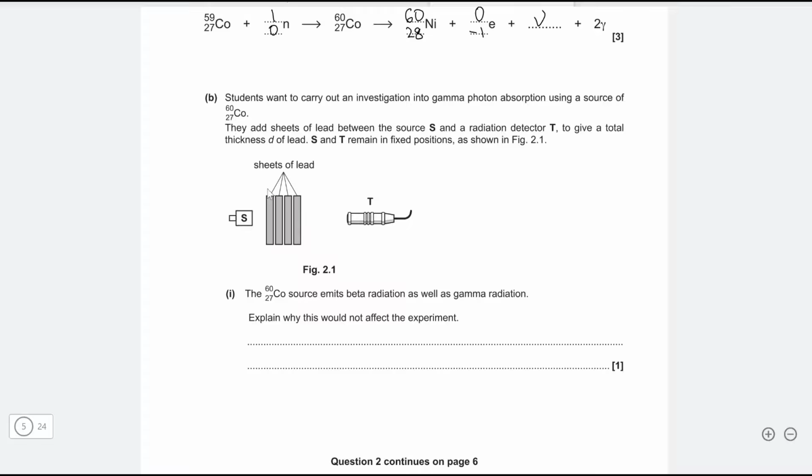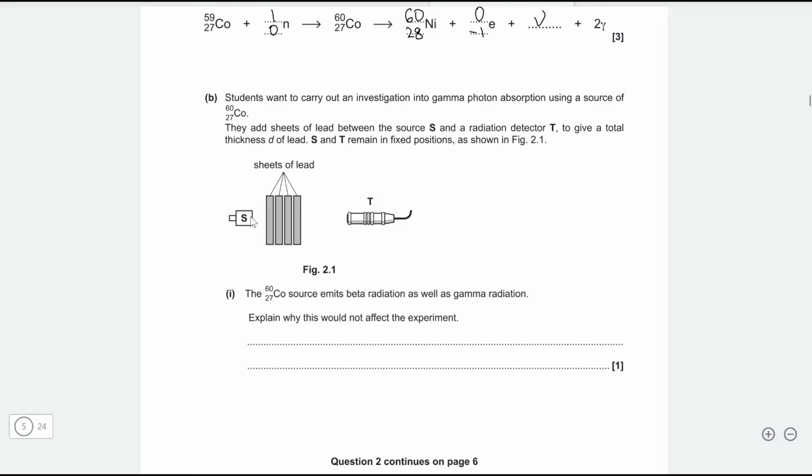Okay, part B, students want to carry out an investigation into gamma photon absorption using a source of cobalt 60. They add sheets of lead between the source and the radiation detector, and we're keeping those in fixed positions. The cobalt source emits beta radiation as well as gamma radiation. Explain why this would not affect the experiment.